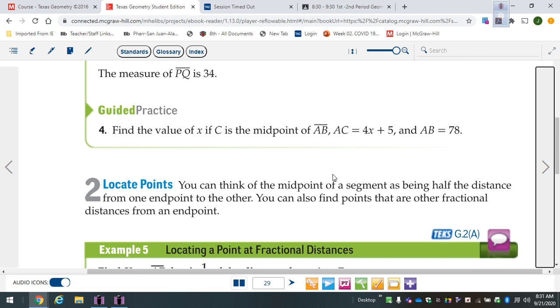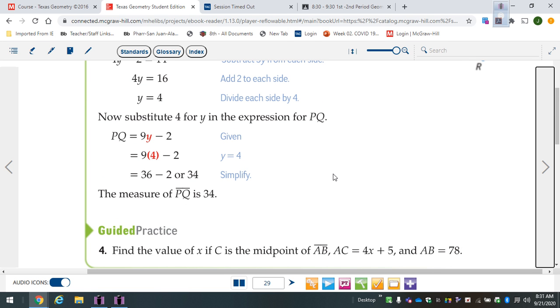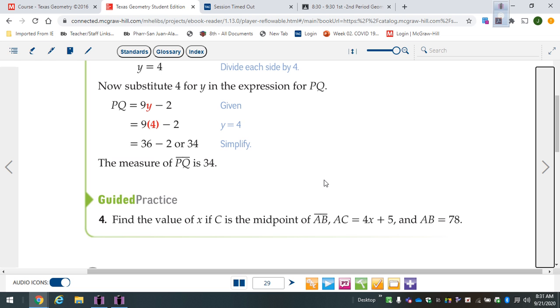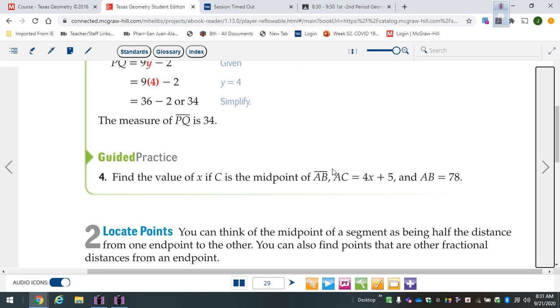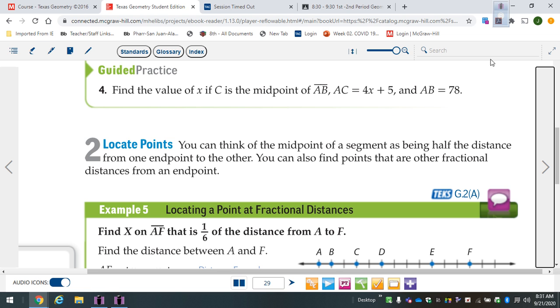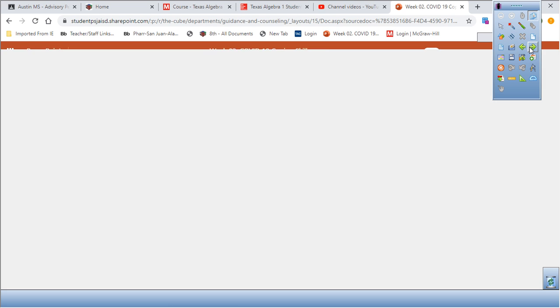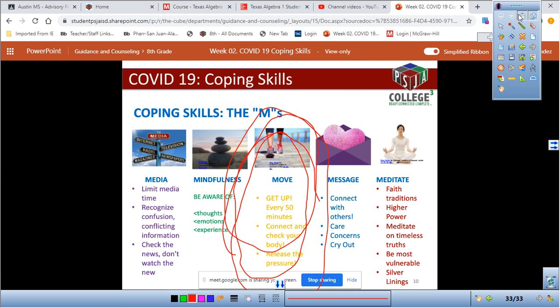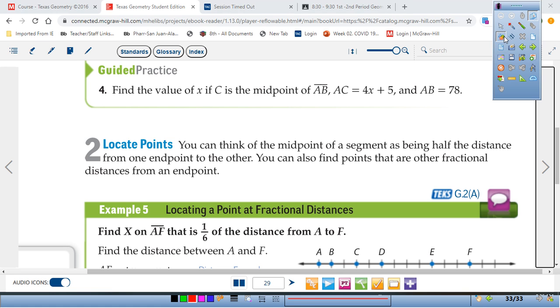Do you have any questions with that before we practice one on our own? Okay, no, let's do it. Number 4. Wake up, guys, wake up. I'm still asleep too, but let's do it to it. Okay, go for it. Number 4.